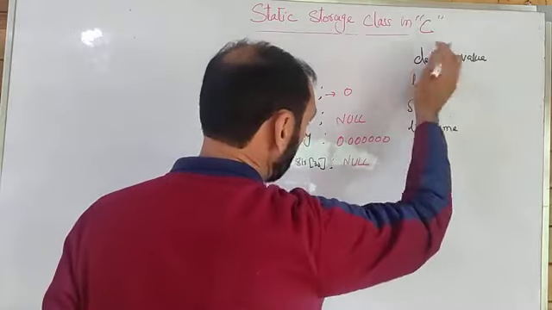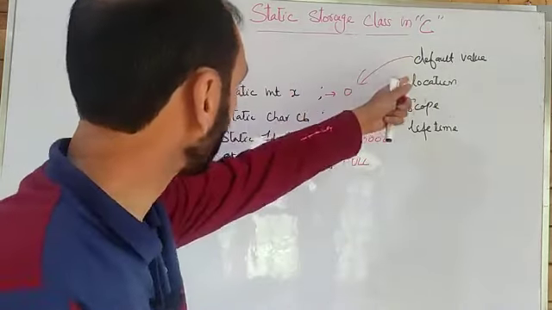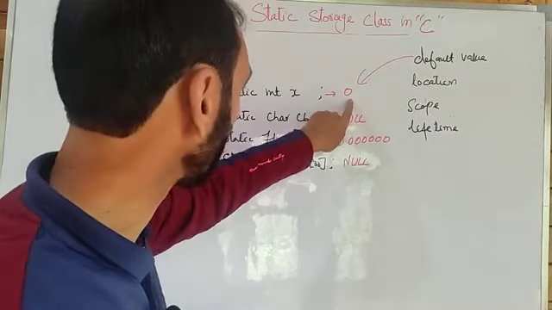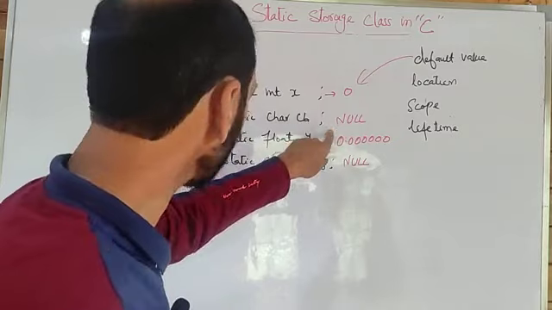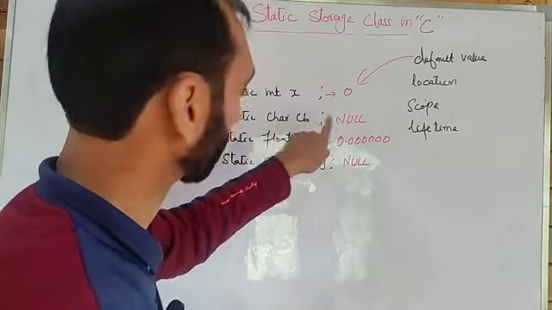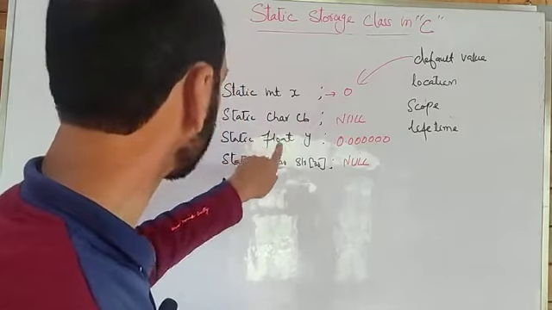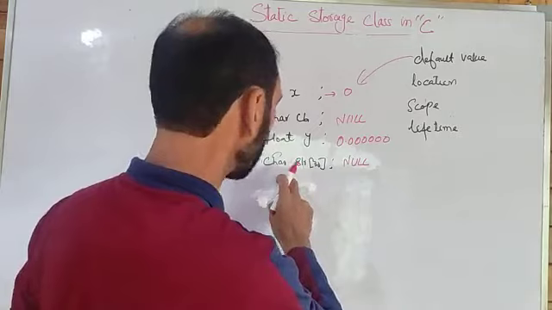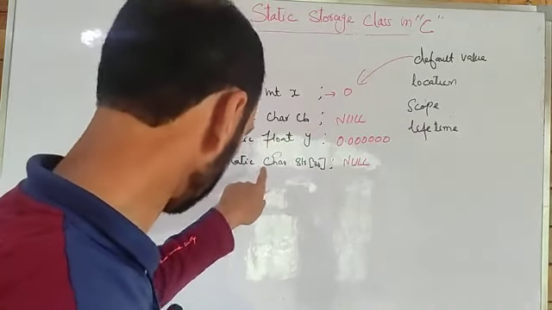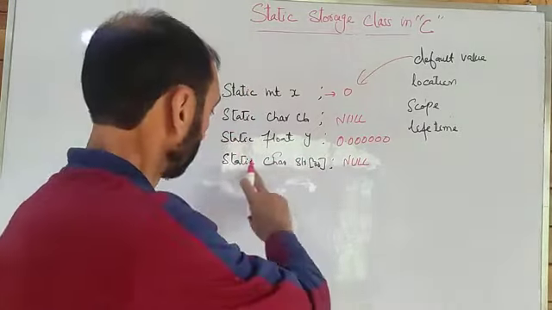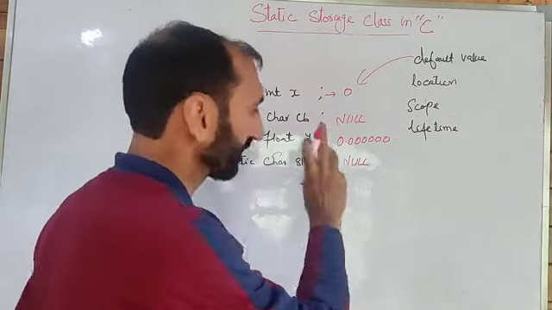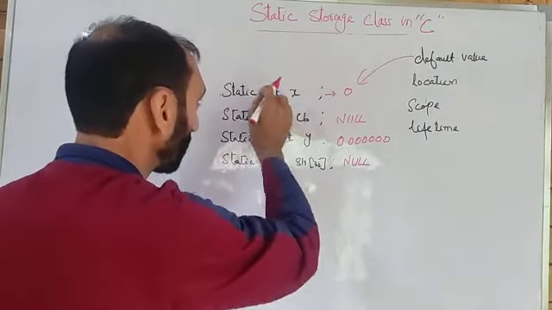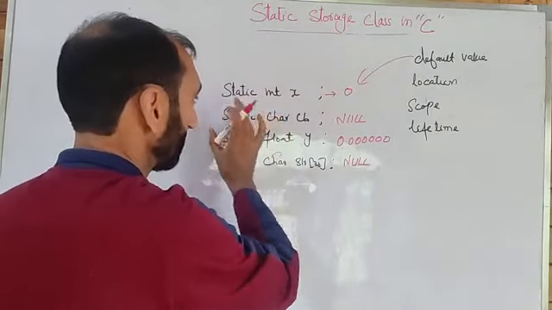So the default value for the variable whose storage class is static and data type is integer is 0, and for that variable whose storage class is static and data type character is null, and for those whose data type is float is 0.00000, and for those whose data type is string and storage class is static is also null. This is the default value that the variable whose storage class is static has.